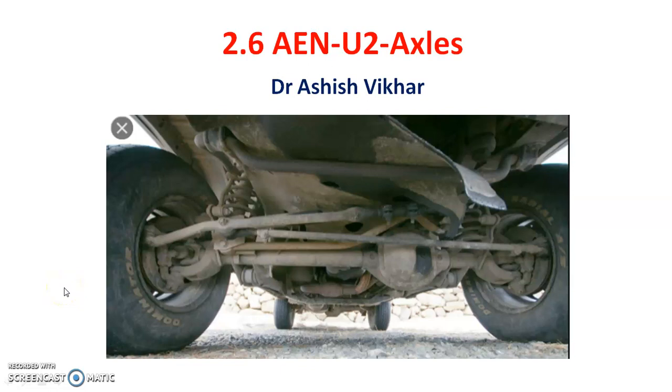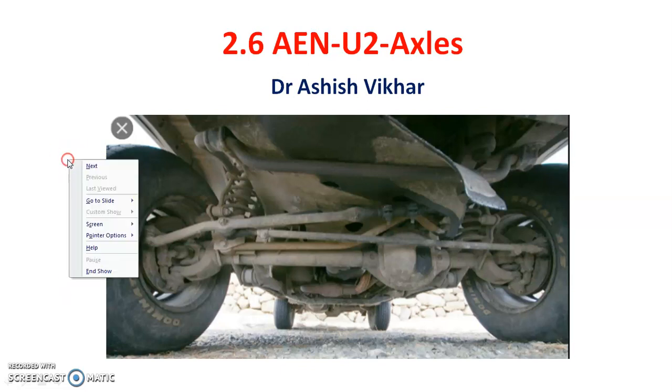This is the last point of Unit 2 of Automobile Engineering. Point number 2.6, and this topic is regarding axles, automobile axles. You can see here in the picture the location of axles. So what are the contents that we'll learn in this lecture? Let us see.